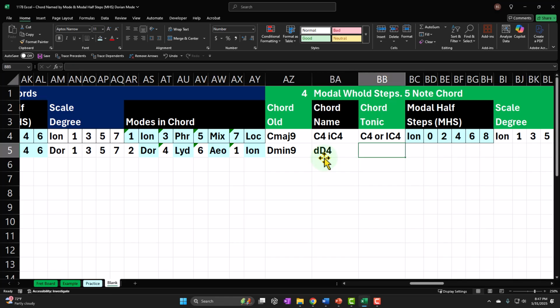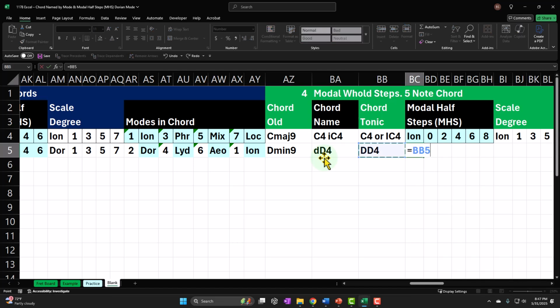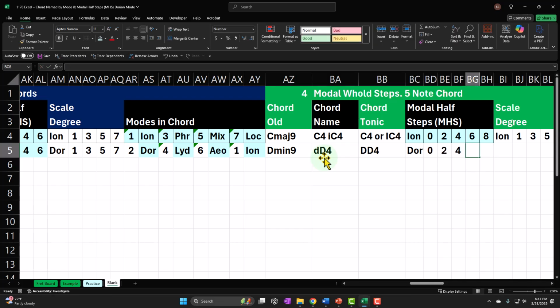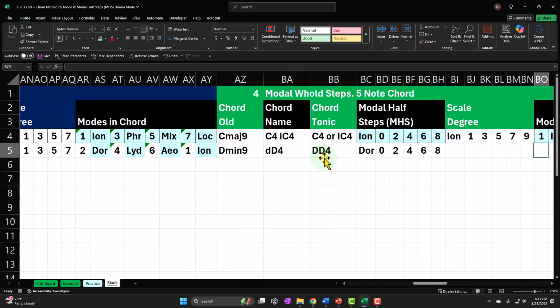Okay, so then this would be a D4 if it was the tonic, and then we're going to say this is going to be the Dorian. We're just going to take the Dorian, whatever that note is, and then go up 2 modal half steps, and then 4 modal half steps from that note, 6 modal half steps, and 8 modal half steps, or just 2, 2, 2, 2, and then just pick them all and go around this. You'll go around the horn on this last one, and that's okay.